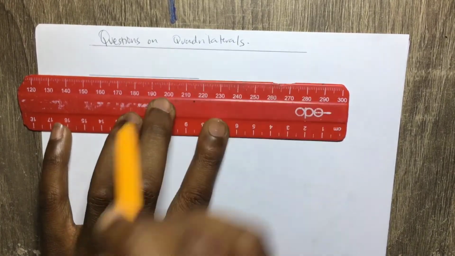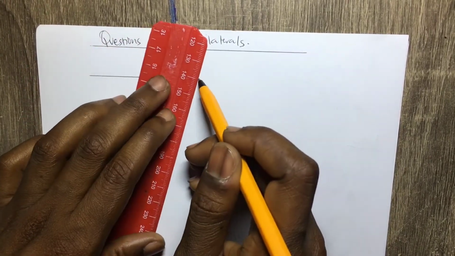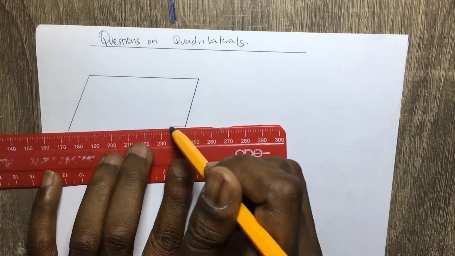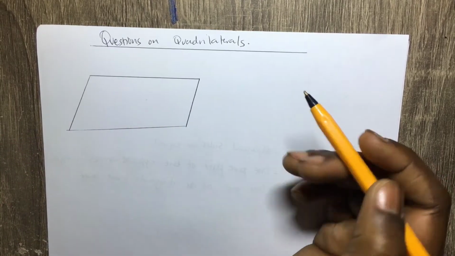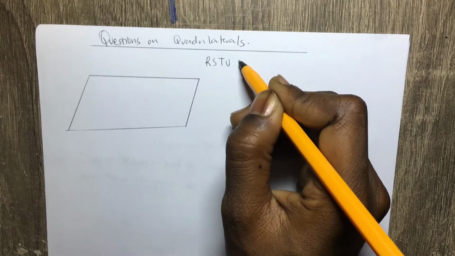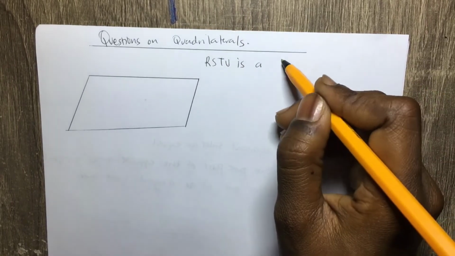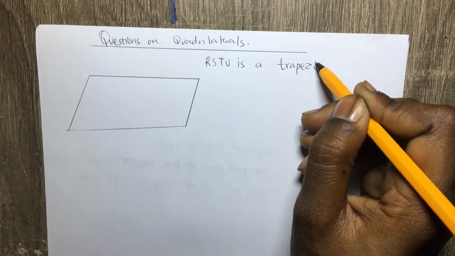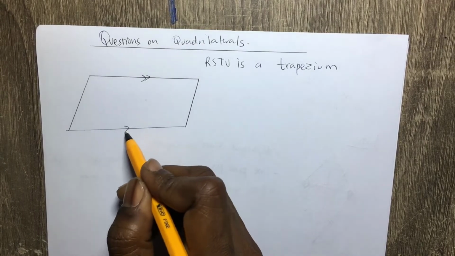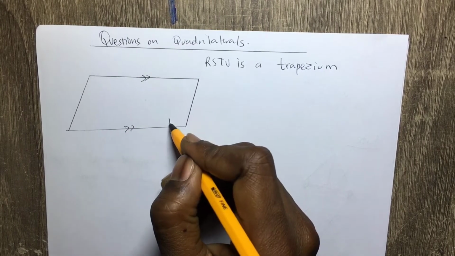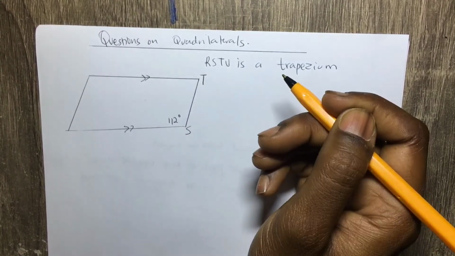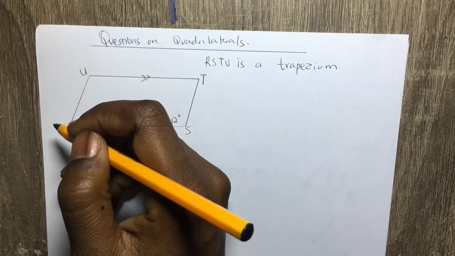I'm going to do a quick rough sketch here, something like that. They tell us that RSTU is a trapezium. So they tell us the shape. Once they tell us it's a trapezium, we know that one pair of opposite sides is parallel. This side is 112, and this is T, this is U, this is R.